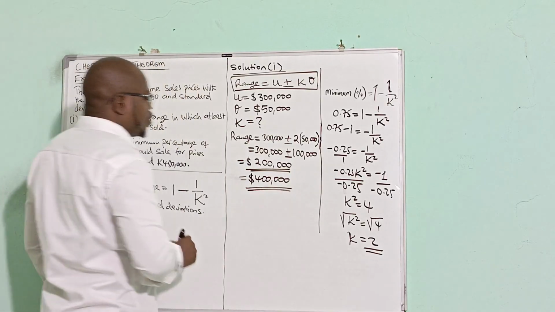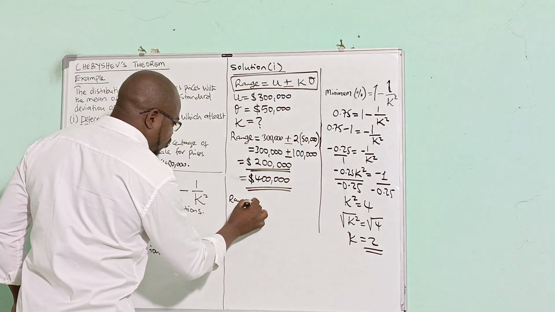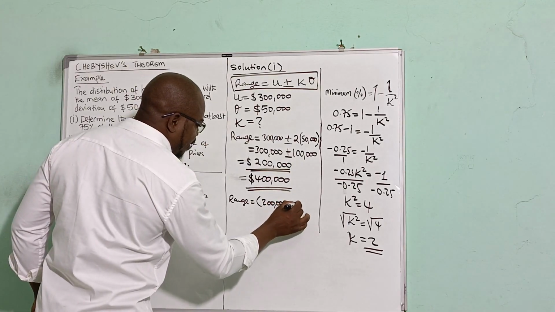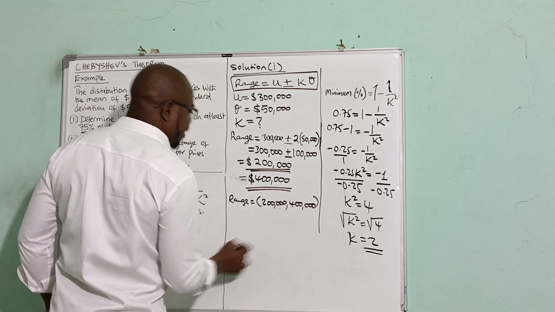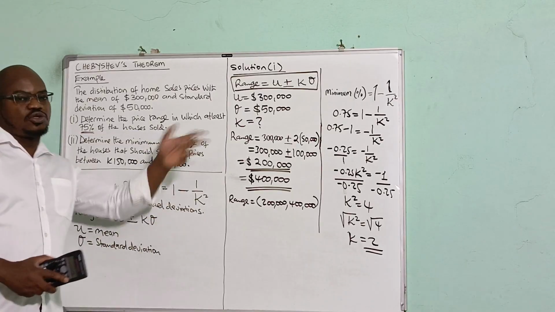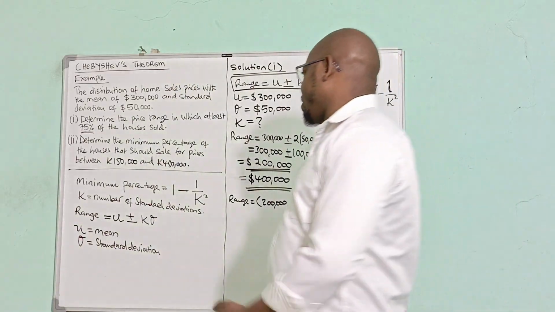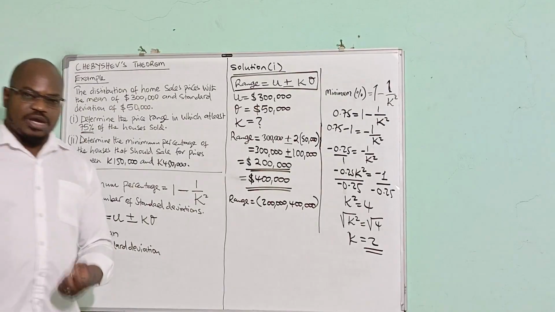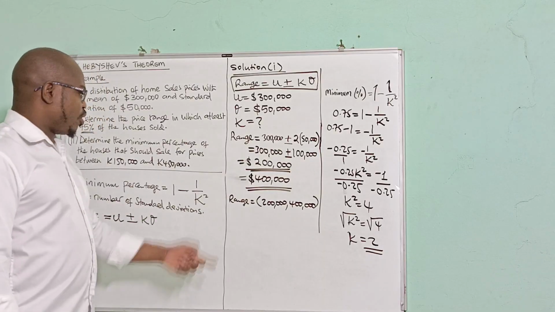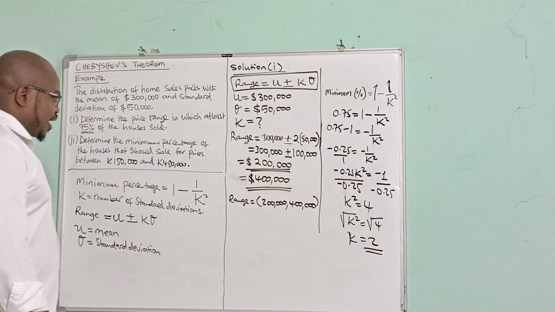So now we have the range of the price. The range is basically between 200,000 and 400,000. That's a range. Sometimes the examiner may not ask you for the range, but may ask you to calculate the maximum price, or to calculate the minimum price. Meaning the examiner is looking for $200,000 for the minimum price, or if he asks you to calculate the maximum price, he's looking for $400,000.